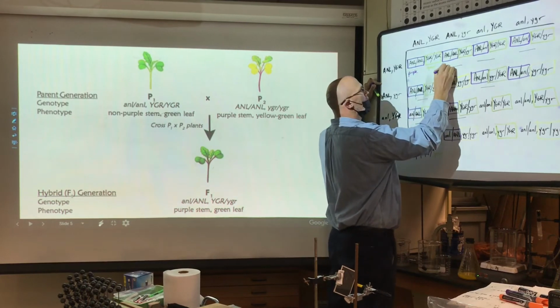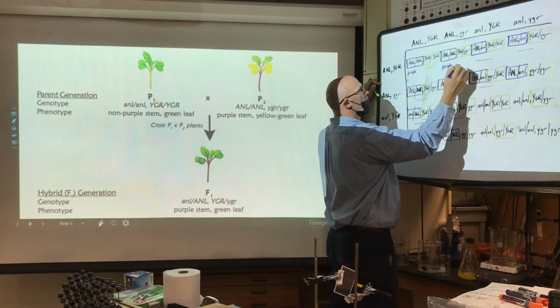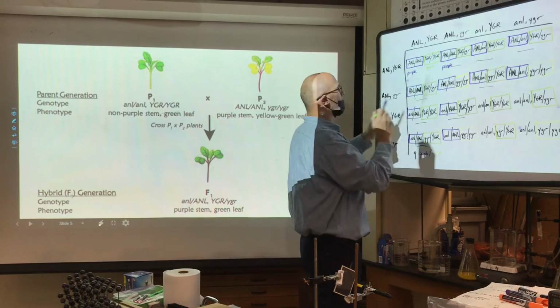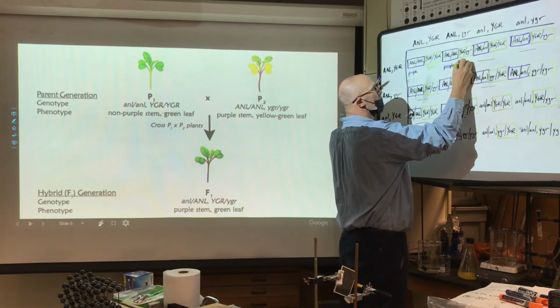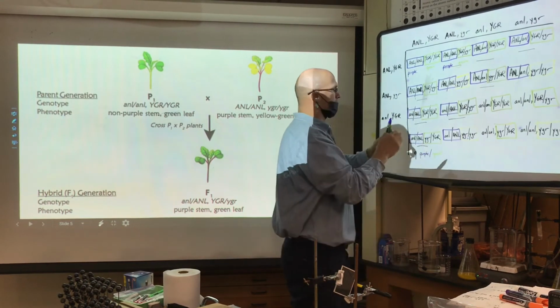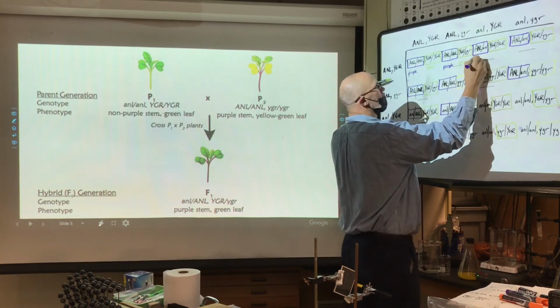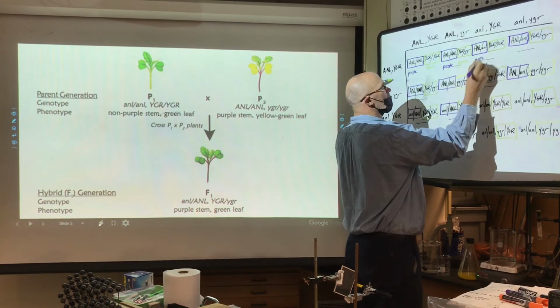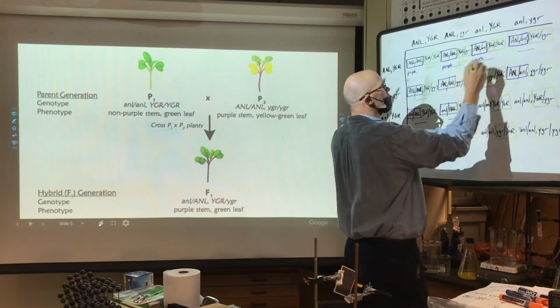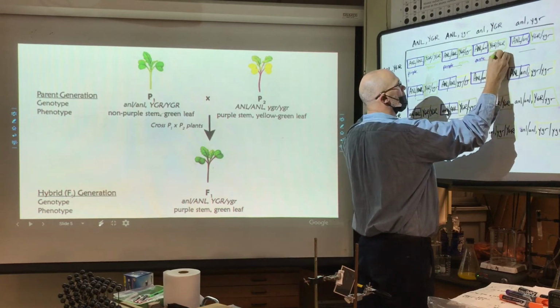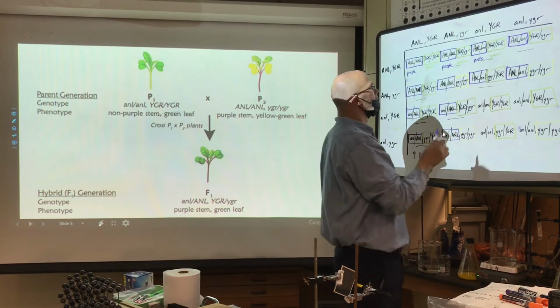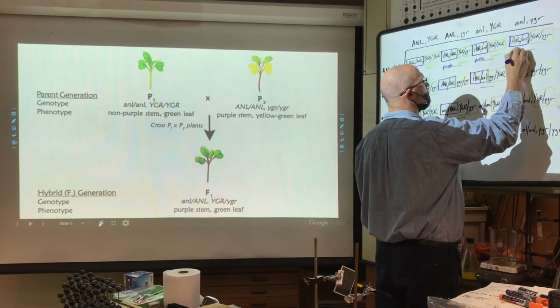Okay, so green, that's recessive, right? Wait, so what's recessive? Purple? Are you kidding me? Oh my god! I just did the wrong thing again. Can I borrow a color pencil? Purple green. Small YGR. Small white zero, small one.